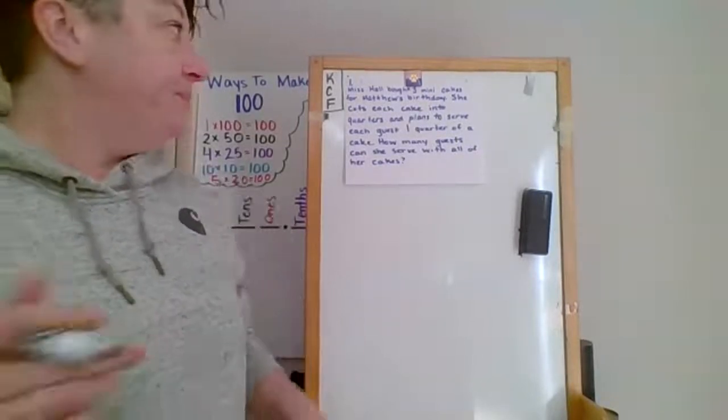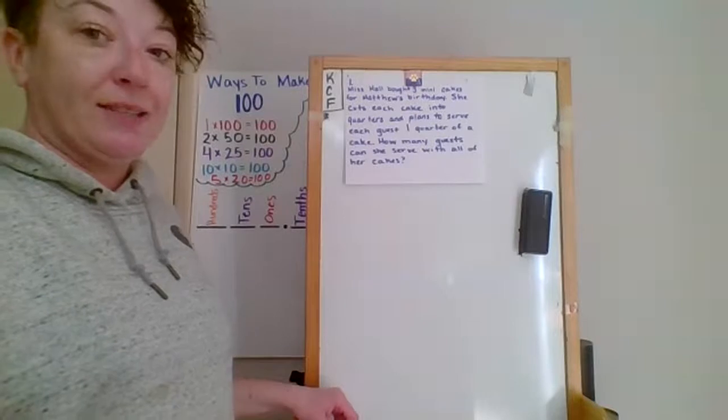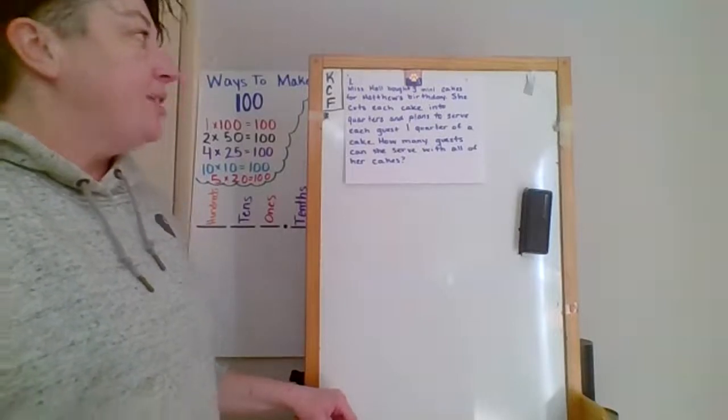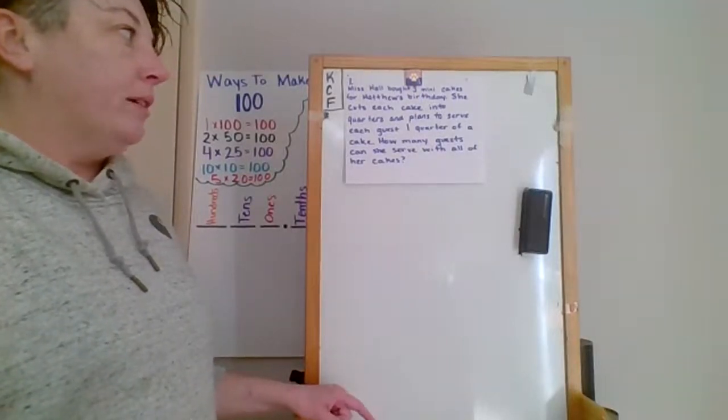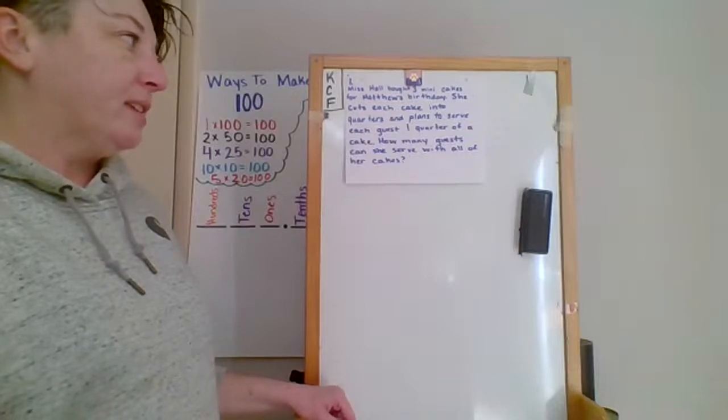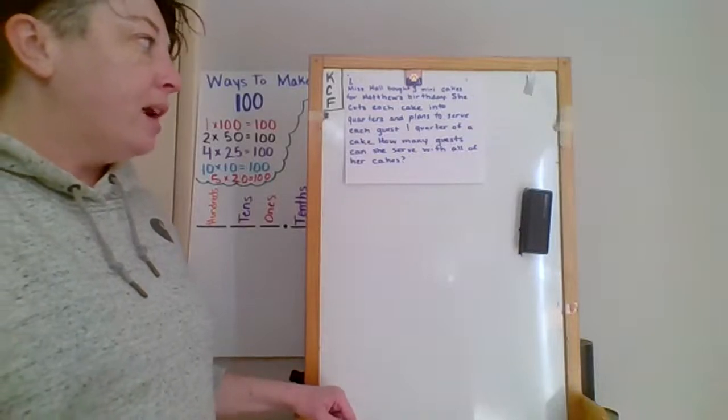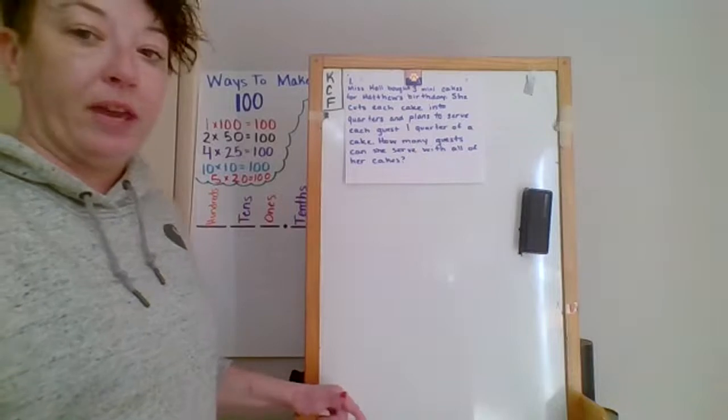Number one, Miss Hall bought 3 mini cakes for Matthew's birthday. She cuts each cake into quarters and plans to serve each guest 1/4 of a cake. How many guests can she serve with all of her cakes?